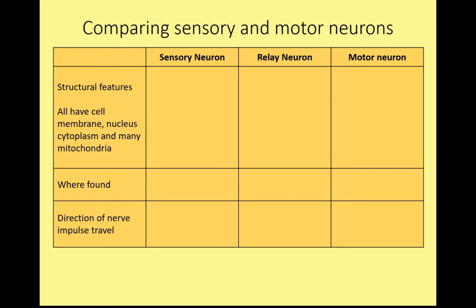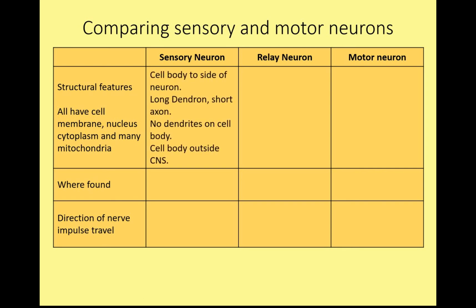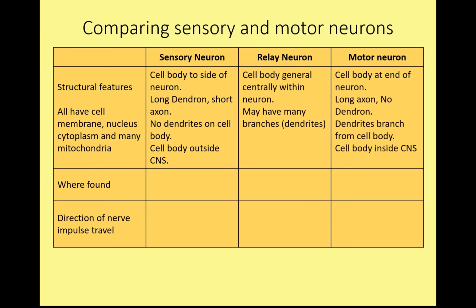Okay, but as we said, the sensory neuron has a cell body to the side, a big long dendron, a short axon, but again that's more if you do A levels, really important, not so important here. Okay, they don't have dendrites on the cell body. The cell body is just outside the central nervous system. The relay neuron, cell body is generally central within it, and has lots of branches, lots of dendrites. Okay, and the motor neuron has the cell body at the end of the neuron, doesn't have a dendron, a big long axon, and lots of branches coming from the cell body as well as at the other end of the axon as well. And the cell body is inside the central nervous system.